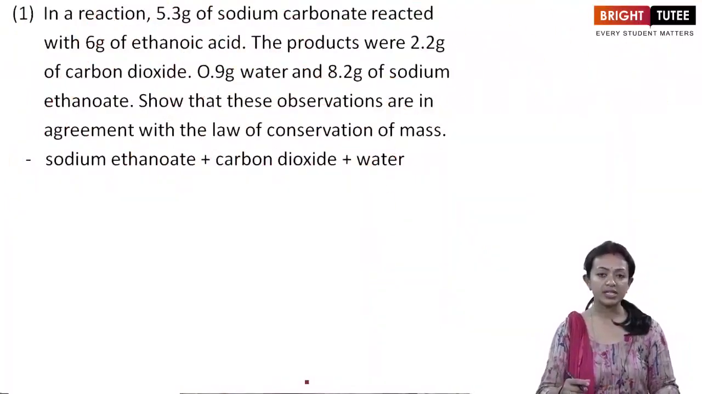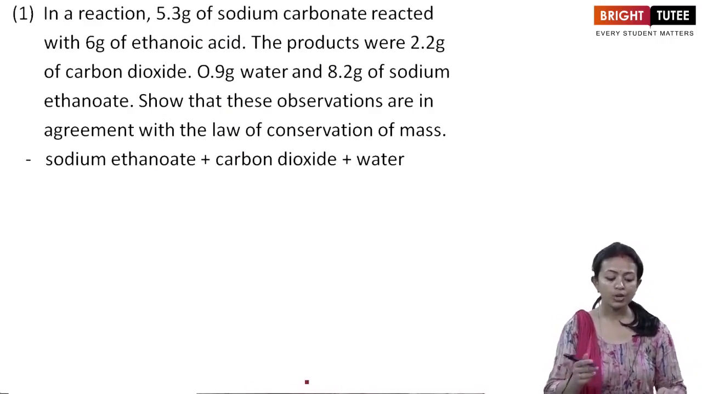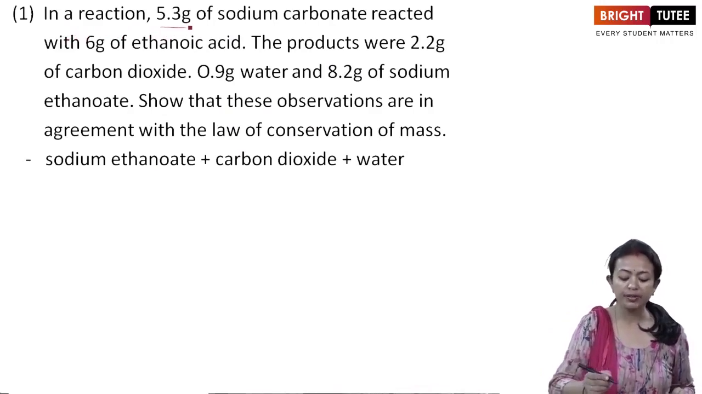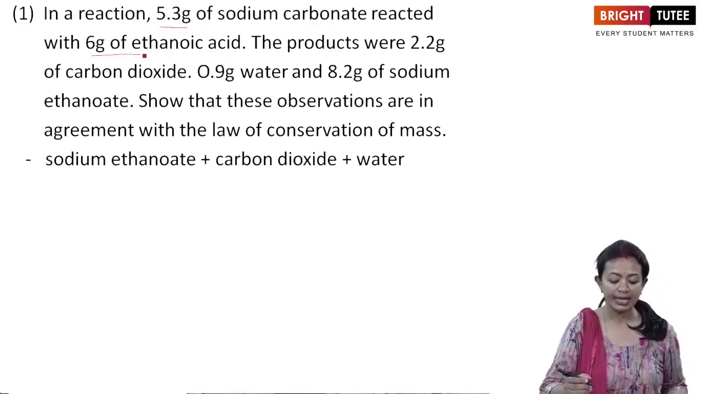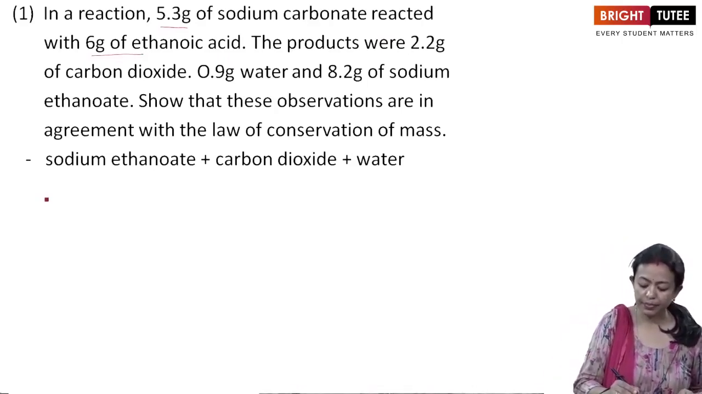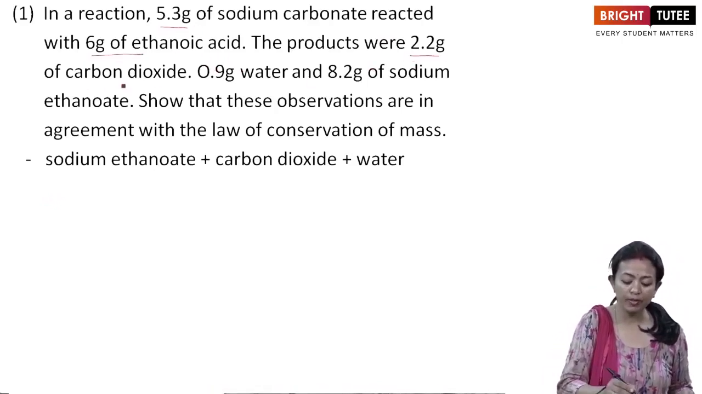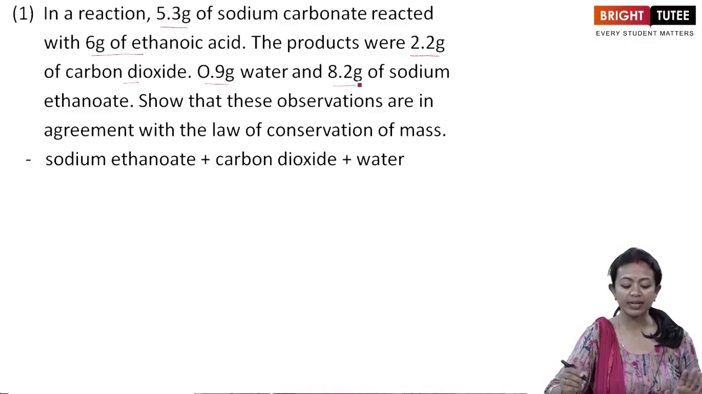Now, on the basis of these, let us solve a few questions. We are given a chemical reaction. In a reaction, 5.3 gram of sodium carbonate reacts with 6 gram of ethanoic acid. That means you are given the two reactants. The products were 2.2 gram of carbon dioxide, 0.9 gram of water, and 8.2 gram of sodium ethanoate. Show that these observations are in agreement with the law of conservation of mass.